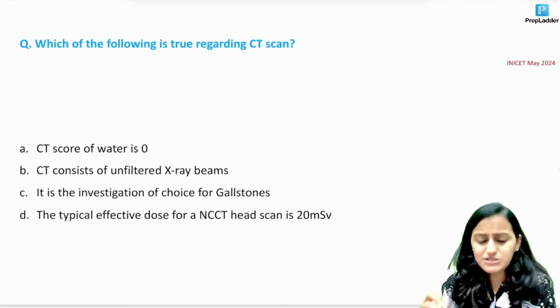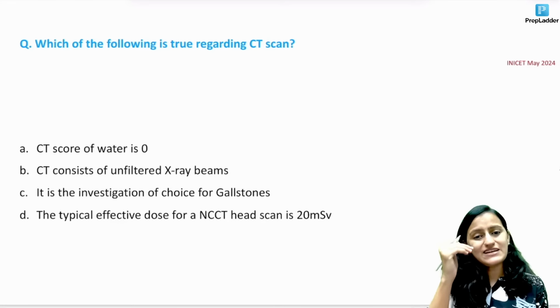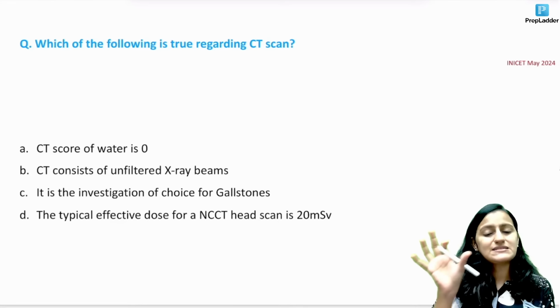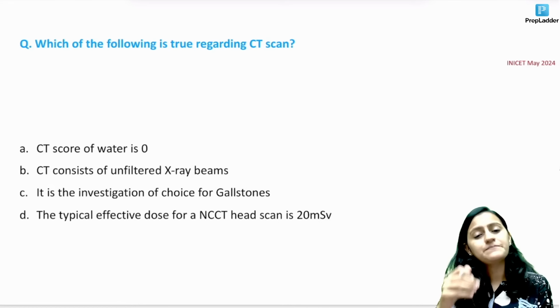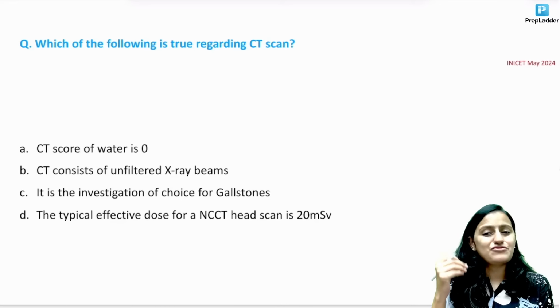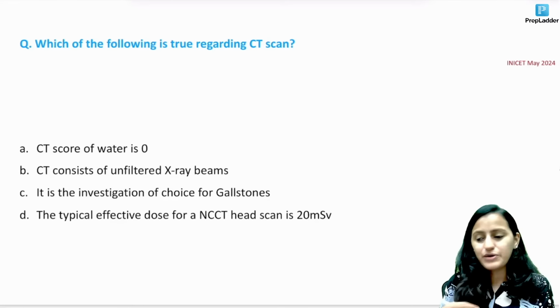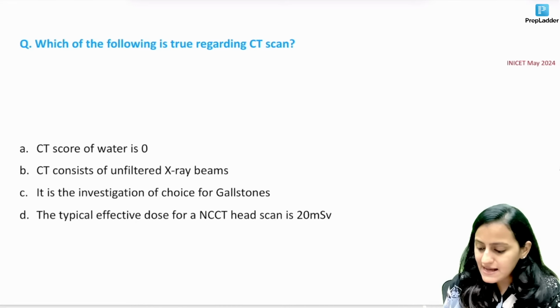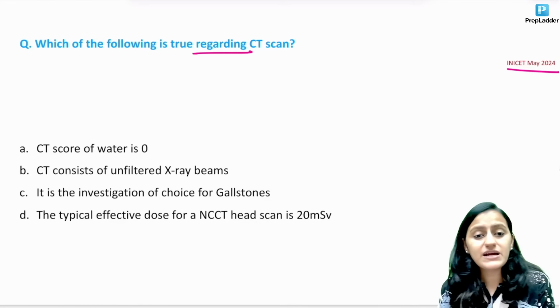Going to next one. So we are going to do PYQs section wise, topic wise. First, the basics one, investigations, anatomy one. Then we will go system wise, respiratory, CVS, GIT, right? Neuro and all of that. So I asked in INI-CET 24, what is true regarding CT scan?